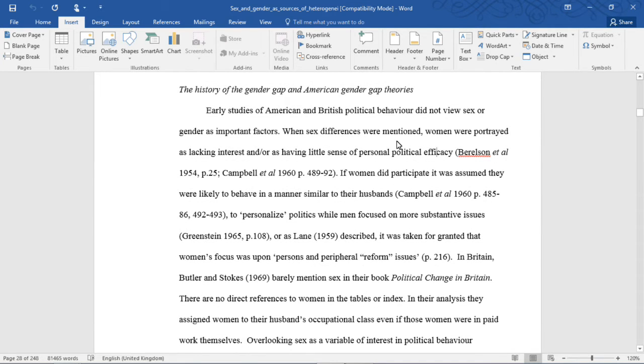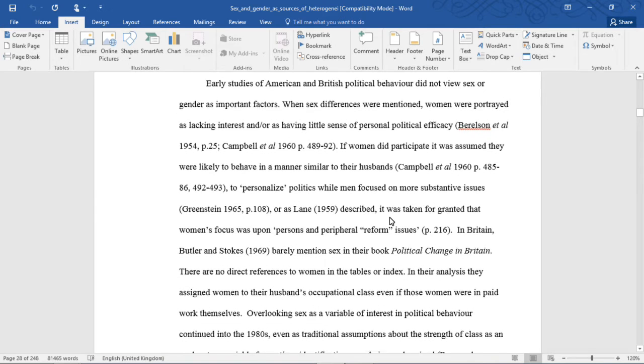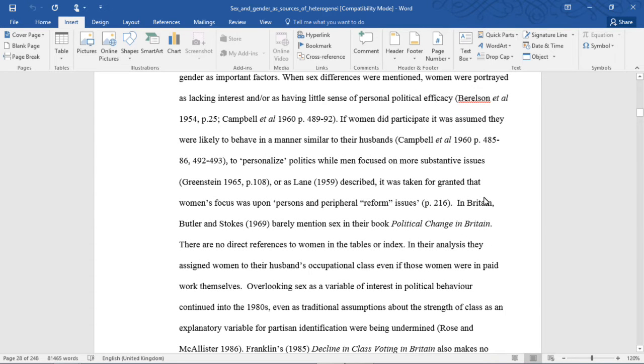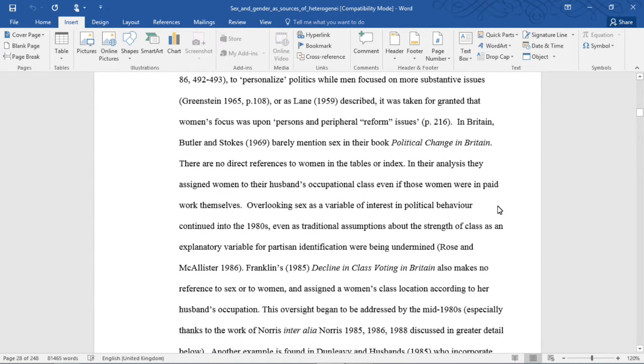Early studies of American and British political behavior did not view sex or gender as important factors. When sex differences were mentioned, women were portrayed as lacking interest and/or having little sense of personal political efficacy. If women did participate, it was assumed they were likely to behave in a manner similar to their husbands, to personalize politics while men focused on more substantive issues, or, as Lane described it, it was taken for granted that women's focus was upon personal and peripheral reform issues.